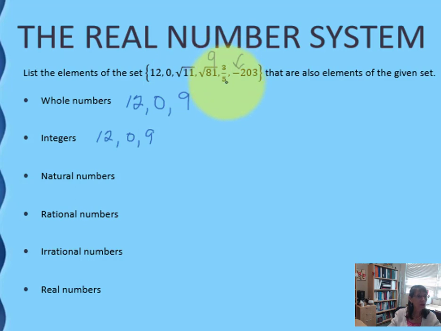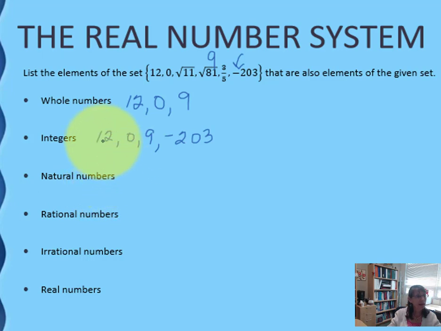3/5, that is also going to be some decimal amount, so that is not an integer. -203. This is going to be included in the integers because the integers include negative values. So -203 is included for integers. Natural numbers are the counting numbers, beginning with 1.